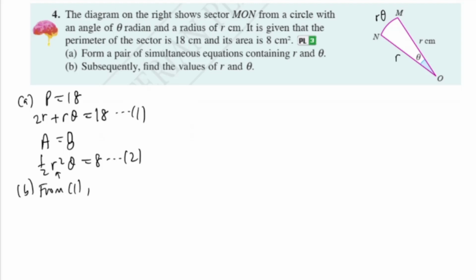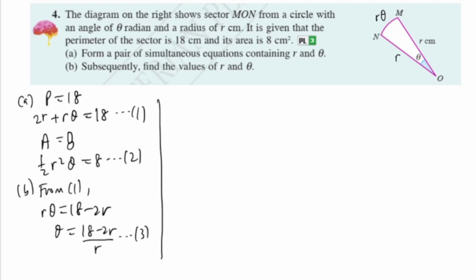So the working might be a little bit longer. I make theta the subject from equation 1: r theta equals 18 minus 2r, so theta is (18 minus 2r) divided by r. I call this equation number 3. As we sub equation 3 inside equation 2, theta is now (18 minus 2r) over r, and this is 8. Notice we can cancel the r and r squared. You're left with half and r.